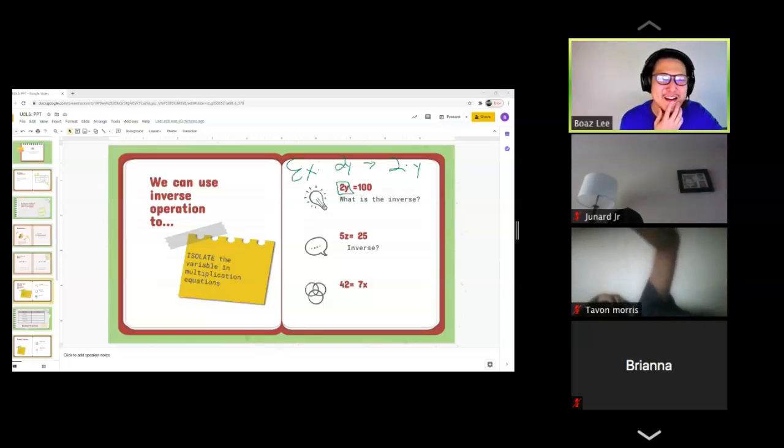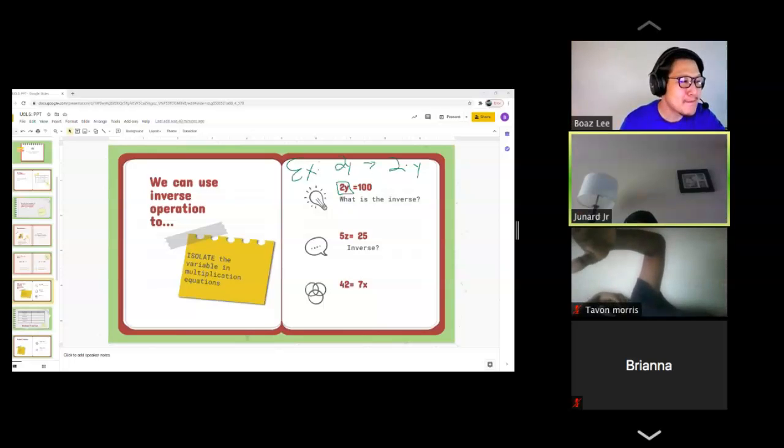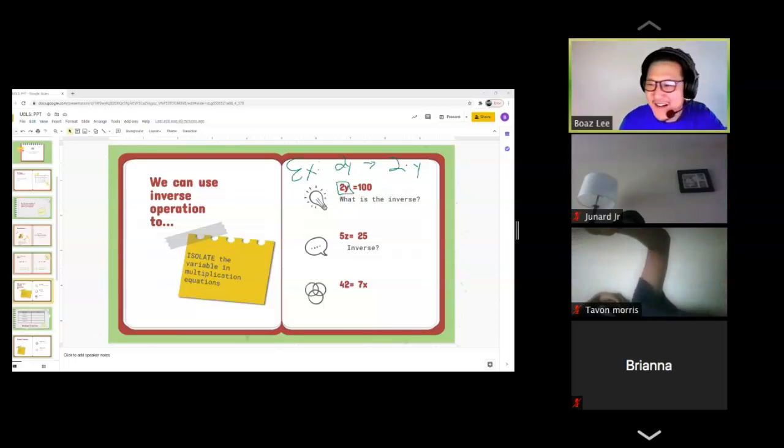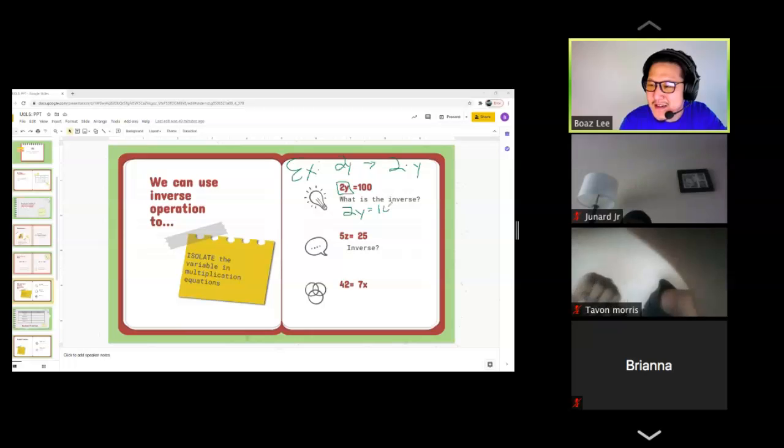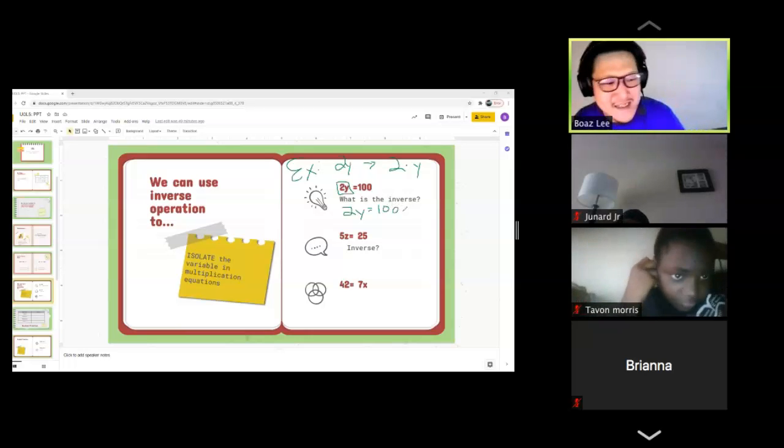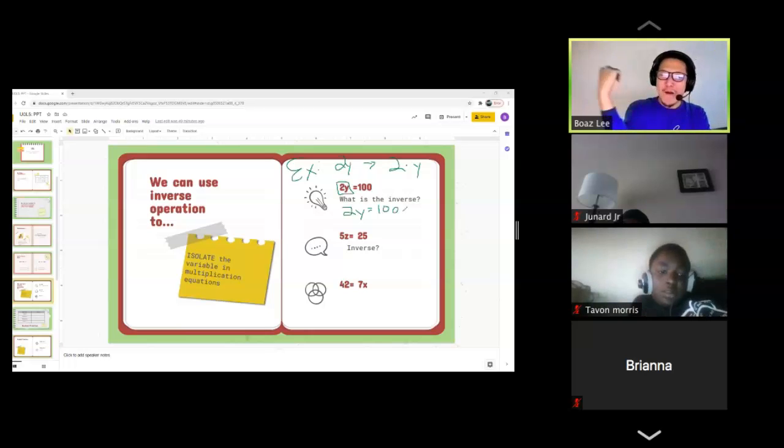So what is my inverse operation of multiplication again? Division. Hey, division. There you go. So I'm going to rewrite my equation. So we got 2y equals 100. And we know that we have to divide to isolate this variable. So what number would we have to divide by in order to get that y by itself? What's its coefficient?